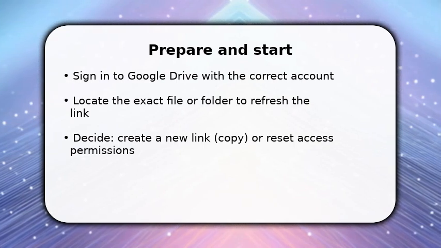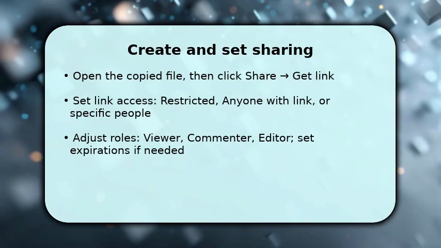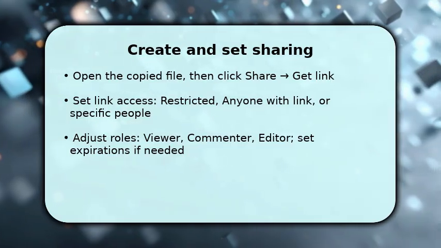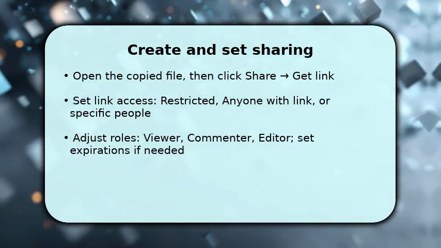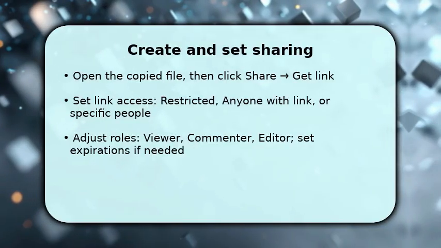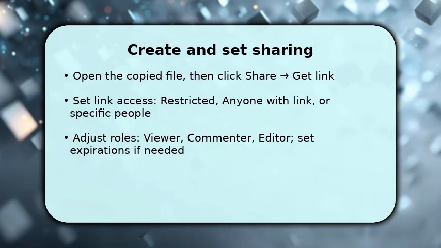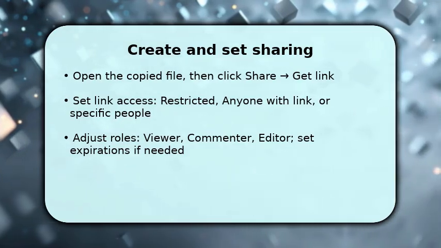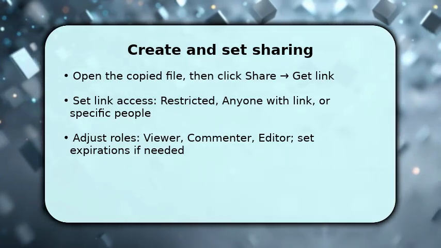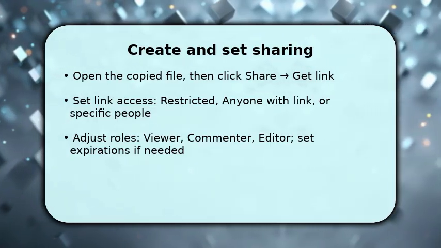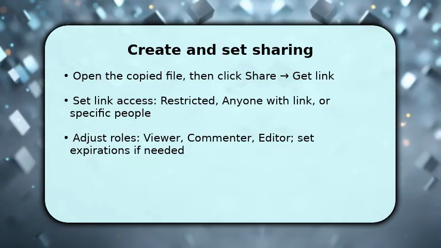Once the copy exists, open it and go straight to Share, then Get Link. Set the link access level. Choose anyone with the link for broad access or restricted for controlled access. Make sure you assign the correct role: viewer for read only, commenter for feedback, editor to allow changes. If temporary access is required, add an expiration on individual permissions. Make these choices now, because they determine who can use the refreshed link.